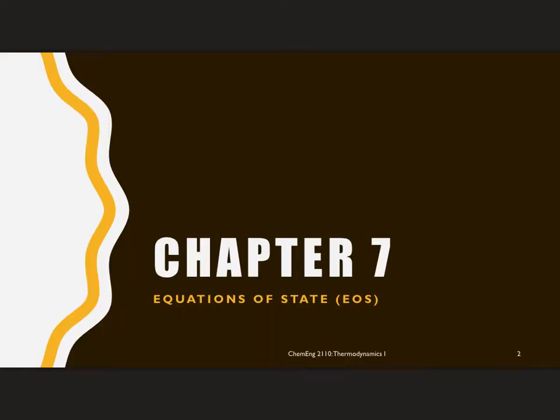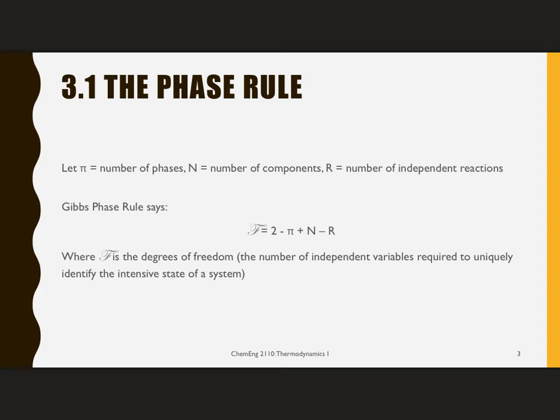We are beginning our study of Chapter 7, which is on equations of state for pure substances. Let's begin by reviewing the phase rule. If you'll recall, pi is the number of phases, n is the number of components, and R would be the number of independent reactions in our system. Gibbs' phase rule says that the degrees of freedom F is 2 minus pi plus n minus R.